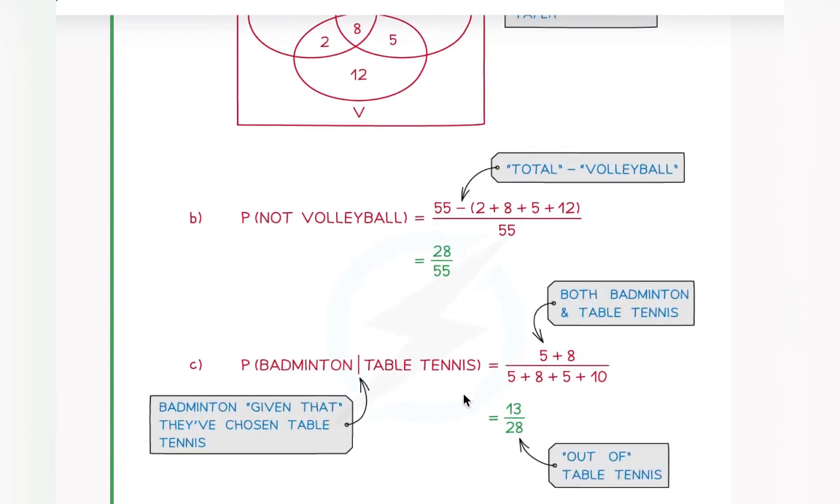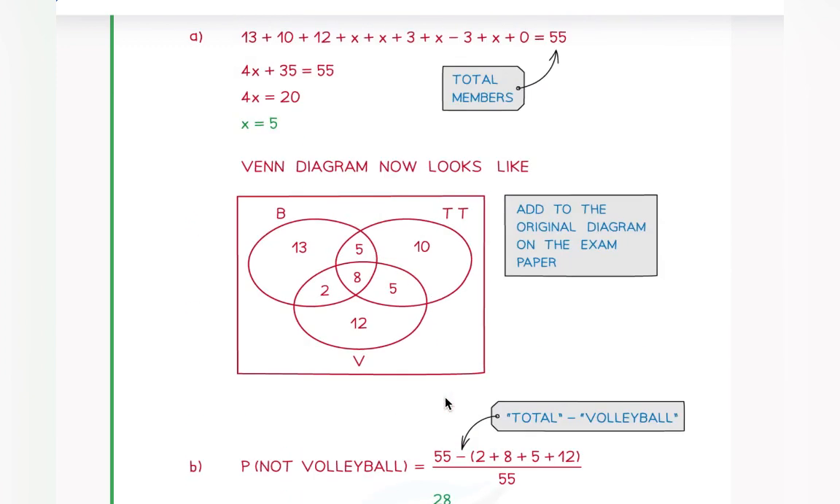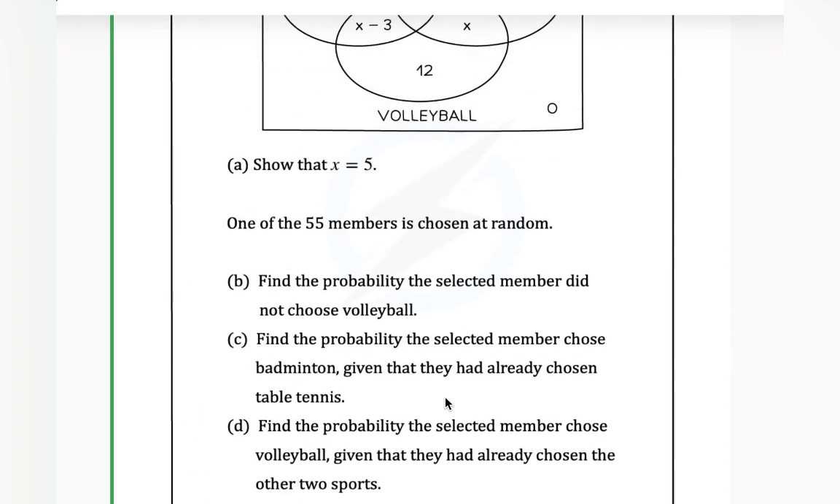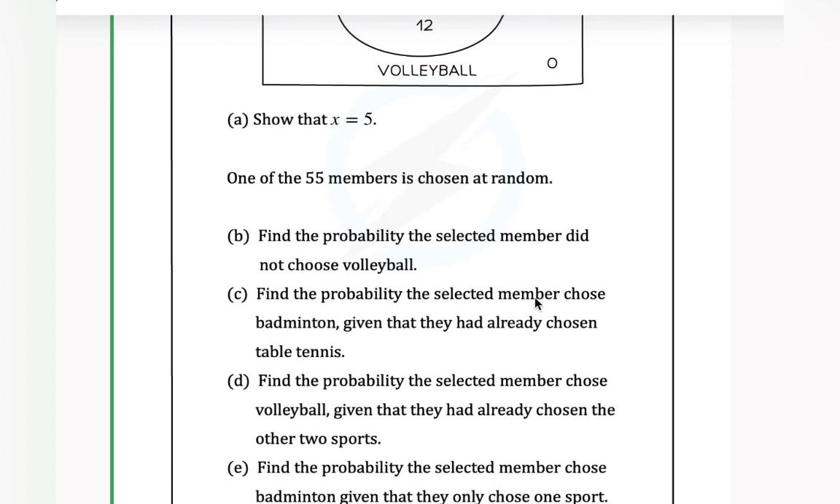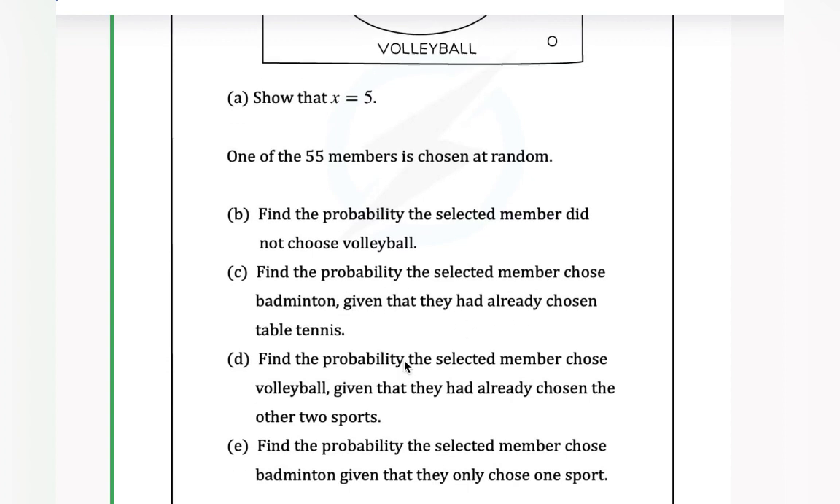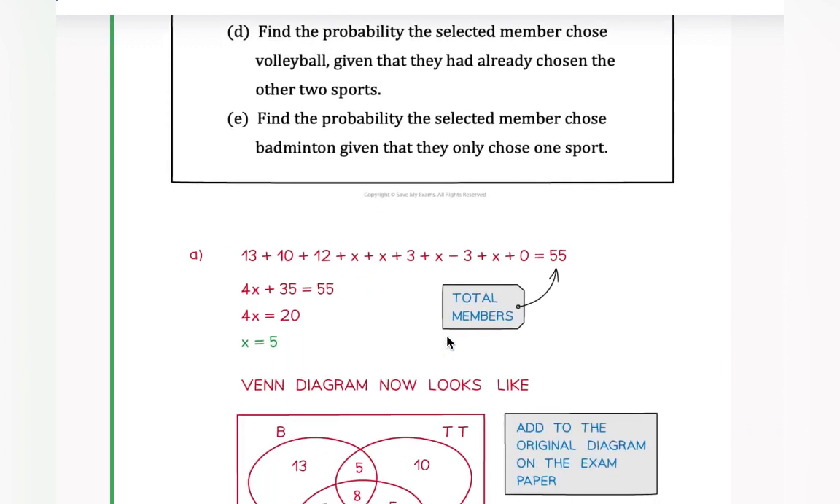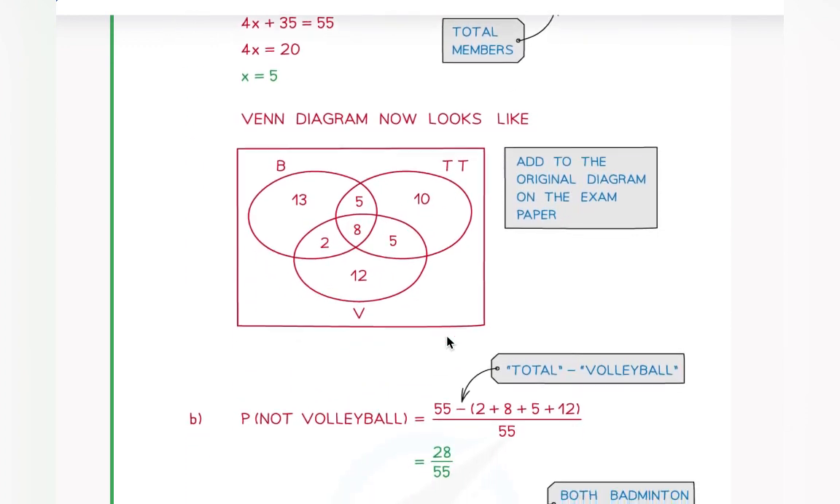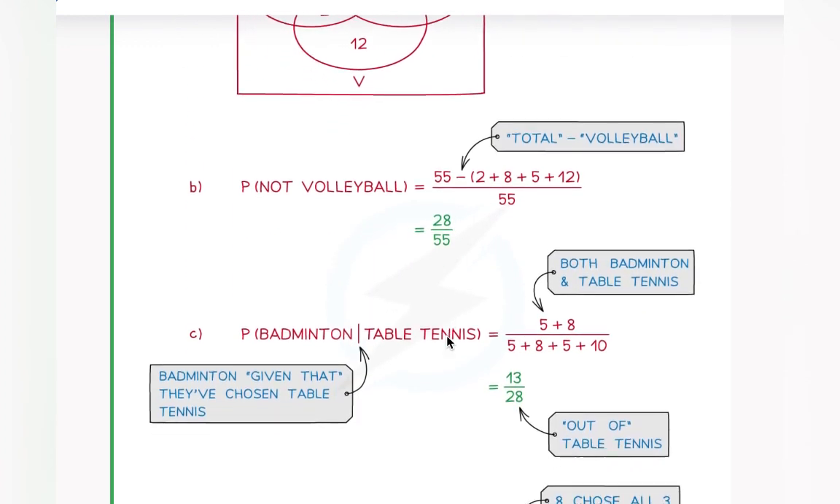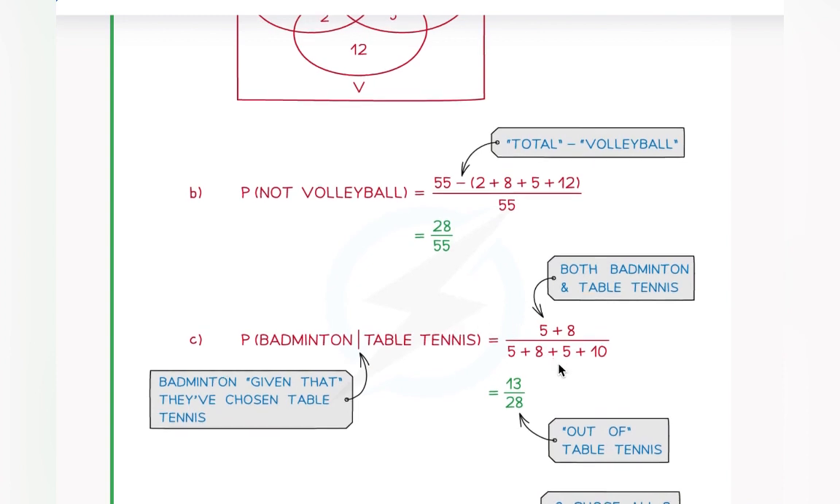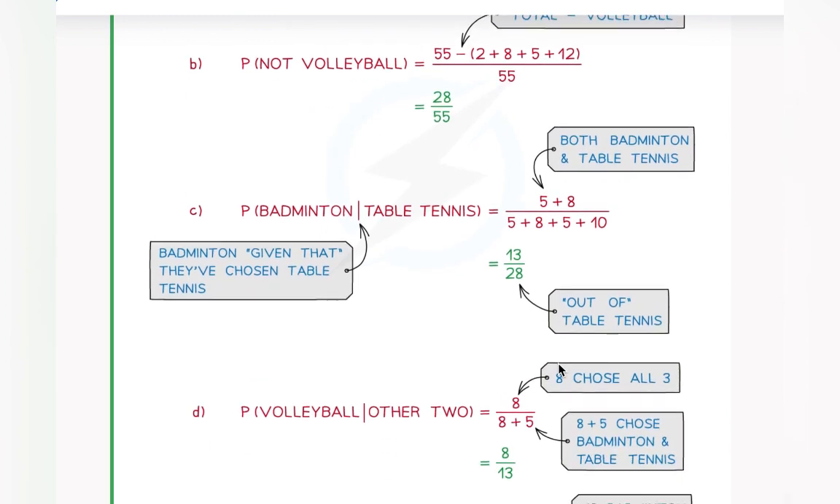Then the next part of the question says, find the probability that the selected member chose badminton, given that they had not chosen table tennis. They chose badminton, given that they've not chosen table tennis. Okay, I think this is the one we just did just now. They chose badminton, but they did not choose table tennis.